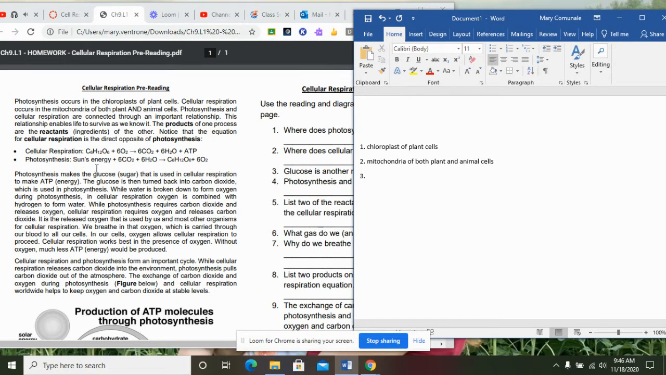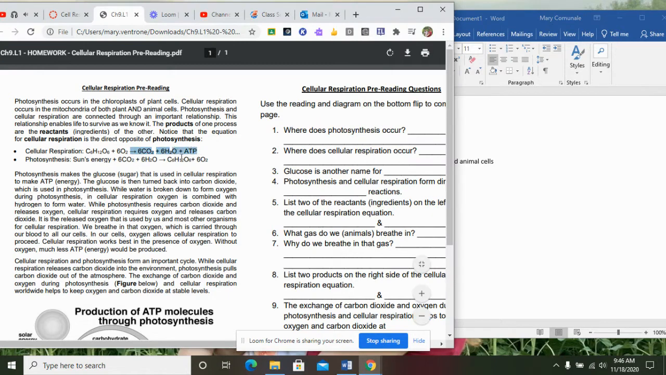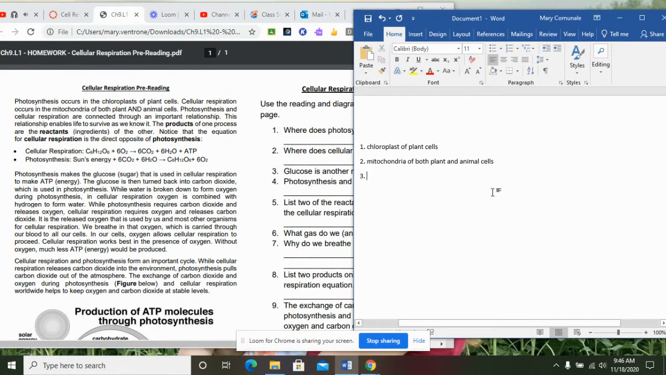Photosynthesis, you're going to have the sun's energy, plus 6CO2, which is taken right up here, plus 6H2O, which is right here. So these things right here are at the beginning of photosynthesis, and the ending, this glucose and oxygen, is the beginning of cellular respiration. So you can see how those two directly correlate, and they are a biochemical pathway. Photosynthesis makes the glucose, sugar, that is used in cellular respiration. So glucose is another name for sugar.